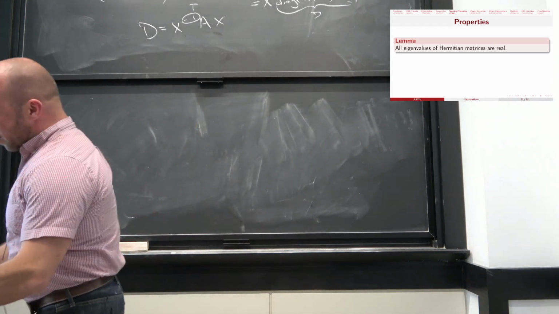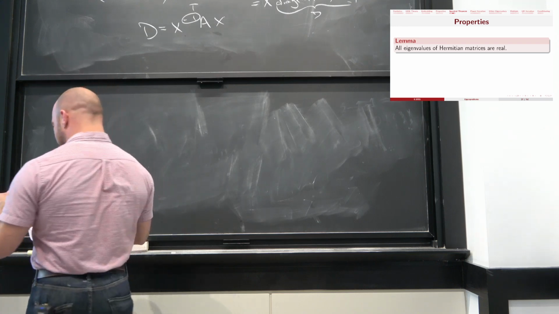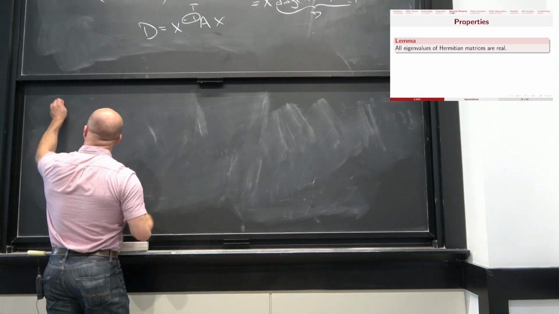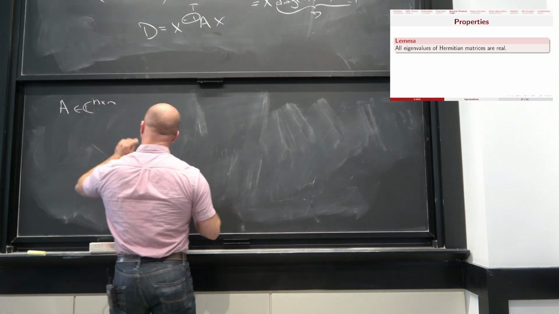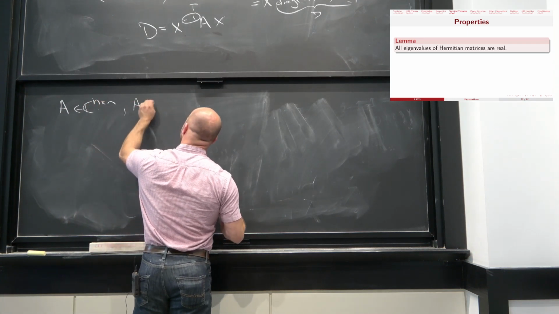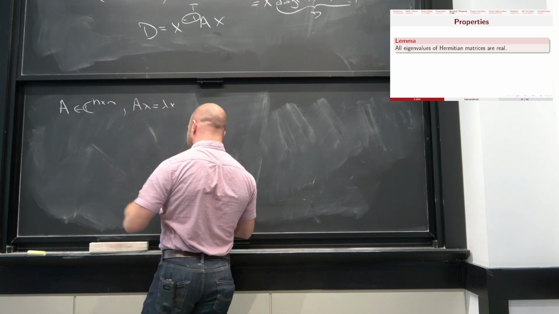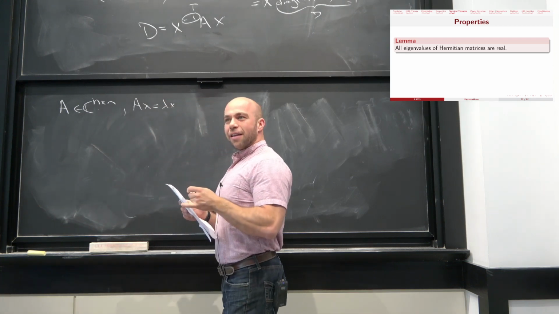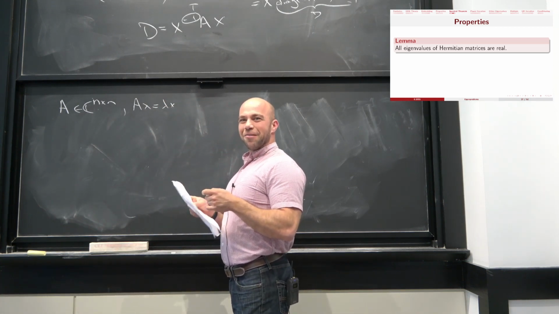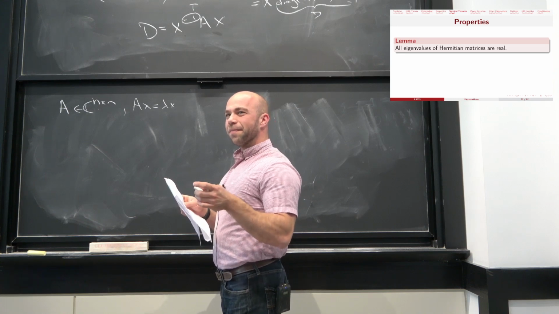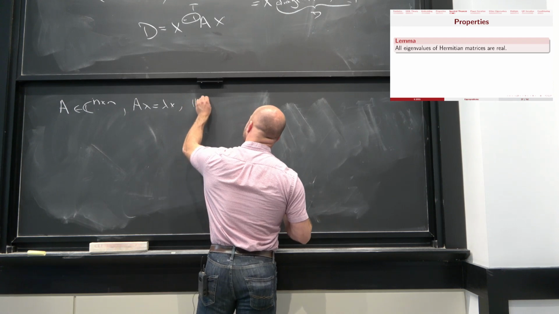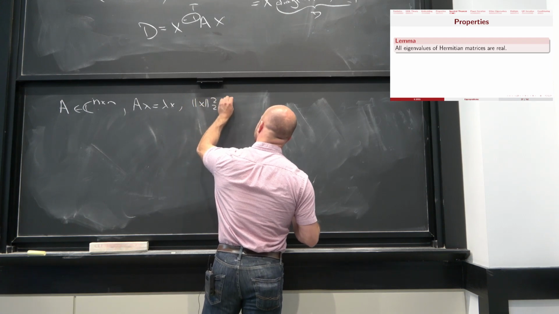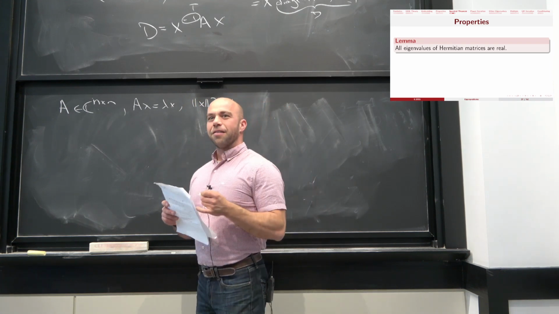Right. Let's prove this little lemma here. So in particular, let's say that A is a complex n by n matrix, and that we take an eigenvector. So Ax is equal to lambda x. But for now, x and lambda could both be complex valued. We don't know if they're real or not. Cool? All right. Moreover, we're going to assume, because we can always do this, that the norm of x is equal to 1.